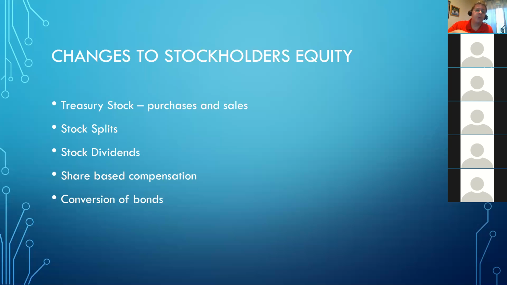The last one is a lot more rare. I guess you could say share-based compensation is very common. Treasury stock, the most common. Stock splits, stock dividends, kind of in between. Conversion of bonds is more on the rare side, and that is simply a situation where I have loaned a corporation money as a bond.